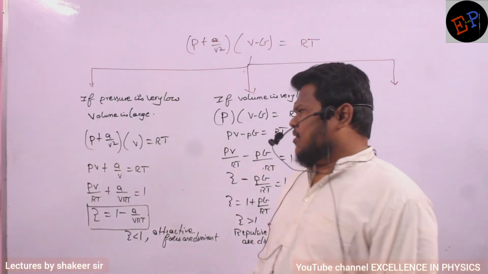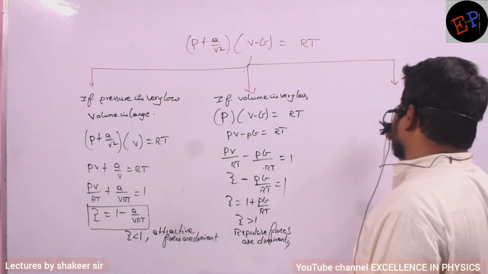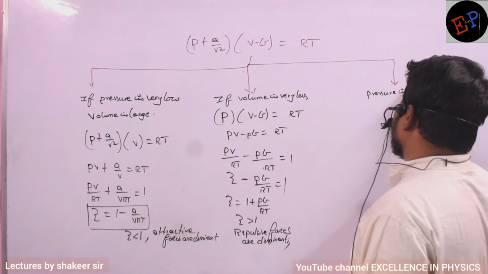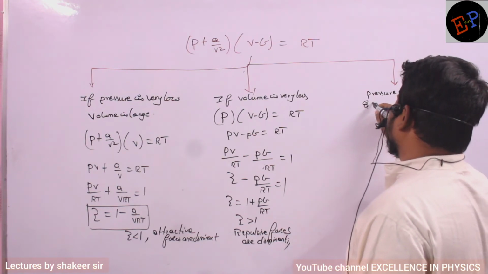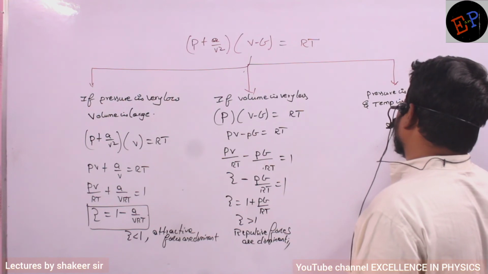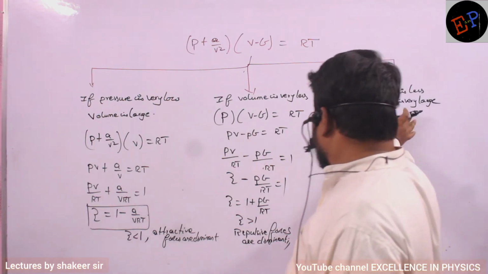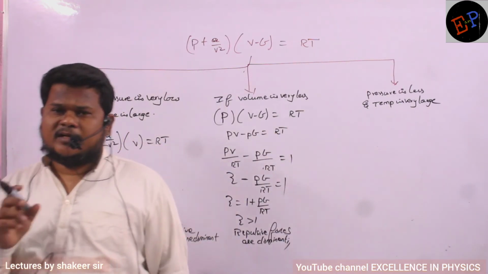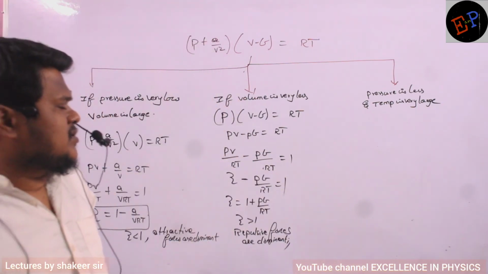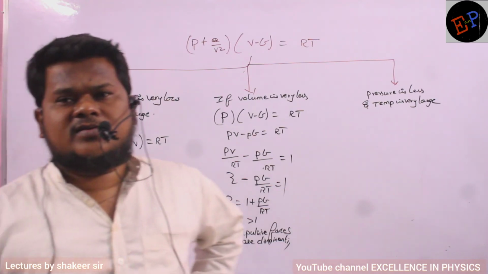Similarly, I can study one more case. The case is that pressure is less and temperature is very large. I hope you remember this condition. This is the condition where any gas behaves like an ideal gas. Therefore pressure is less and temperature is very large.